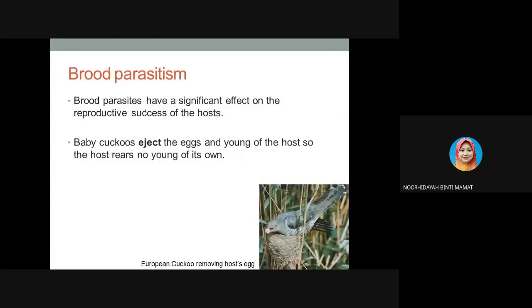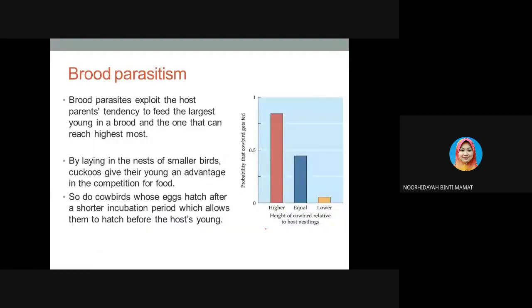The brood parasites have a significant effect on the reproductive success of the host. Brood parasites are organisms that rely on others to raise their young. The baby cuckoos will eject the eggs and the young of the host, so the host rears no young of its own. For example, here the European cuckoos are removing the host eggs. They lay their eggs here and let the other birds, the owner of the nest, give the parental care to their eggs. So this is very selfish, and you call it brood parasitism.